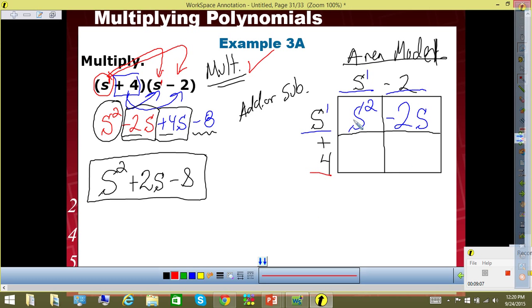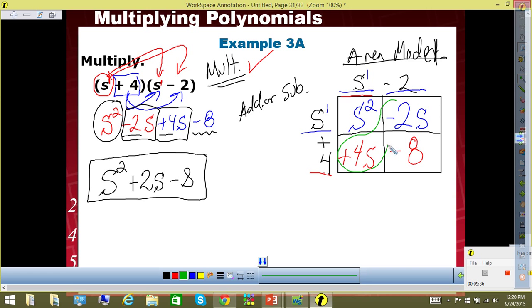Next, this one times these two, so 4 times S, that's 4S, and it's a positive. And what is 4 times negative 2? Negative 8. Now, if I write it out, it's going to be all this. Look up, please. Do we have an S squared? Yes. Do we have a 4S? Yes. A negative 2S? Yes. And negative 8. But at this point, you can actually simplify really fast by saying these are like terms.